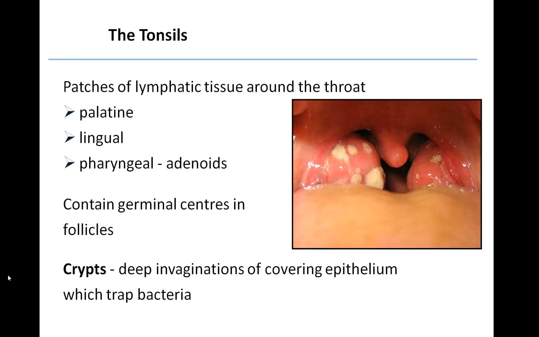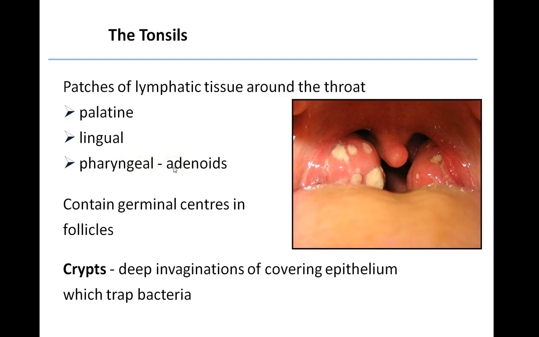I'll briefly mention the last few lymphoid organs. The tonsils are the first. These are patches of lymphatic tissue located around the throat. So they guard the entrances to the respiratory system. There are a few of these: palatine, lingual, and pharyngeal tonsils. Pharyngeal tonsils are also referred to as the adenoids.